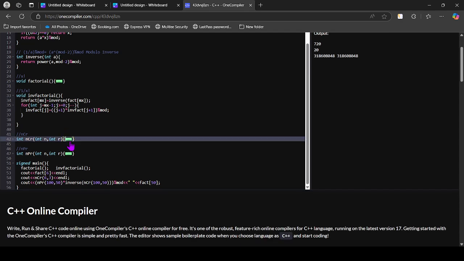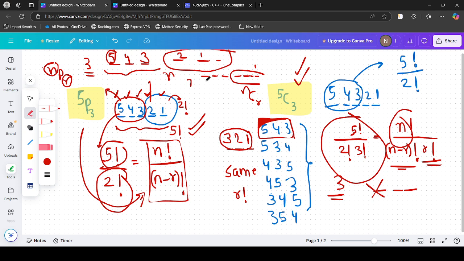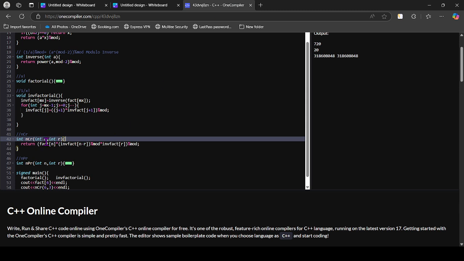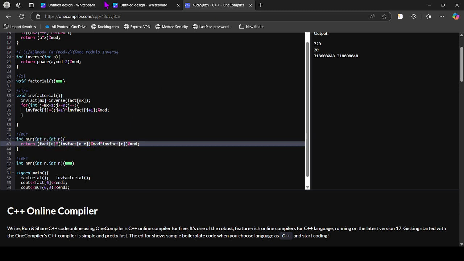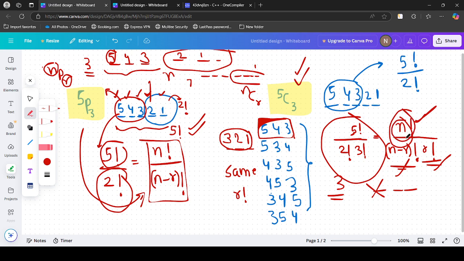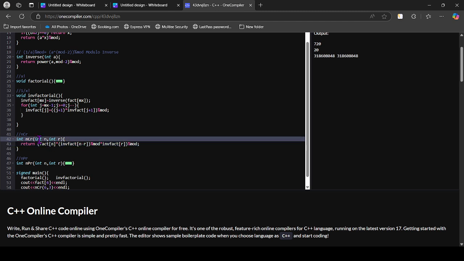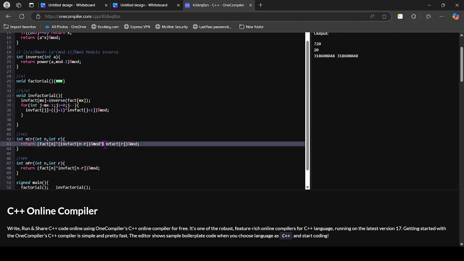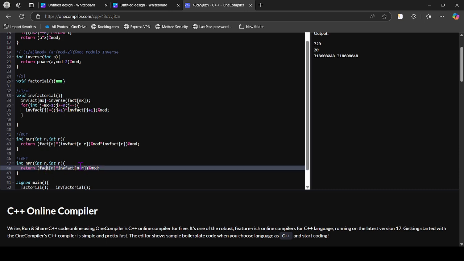And coming to nCr, nCr is n factorial by (n minus r) factorial into r factorial. We have found all of these precomputed in O of 1. So we can just find factorial of n into inverse factorial of n minus r, the product multiplied by inverse factorial of r. So this is nCr, and similarly for nPr, just inverse factorial of r will not be there. So it is n factorial by (n minus r) factorial, which is factorial of n into inverse factorial of n minus r.